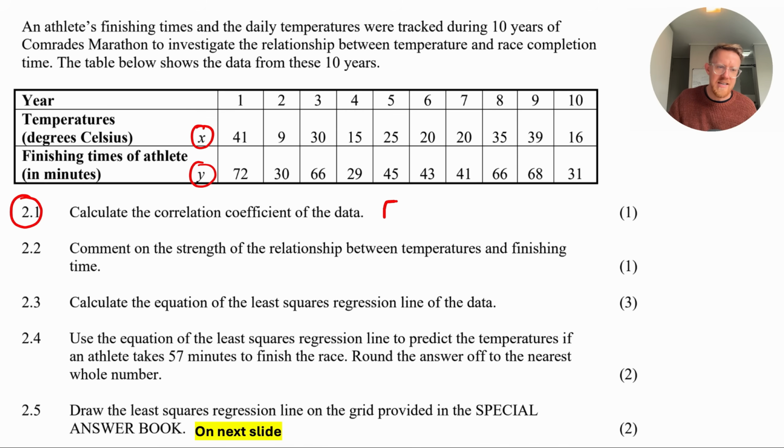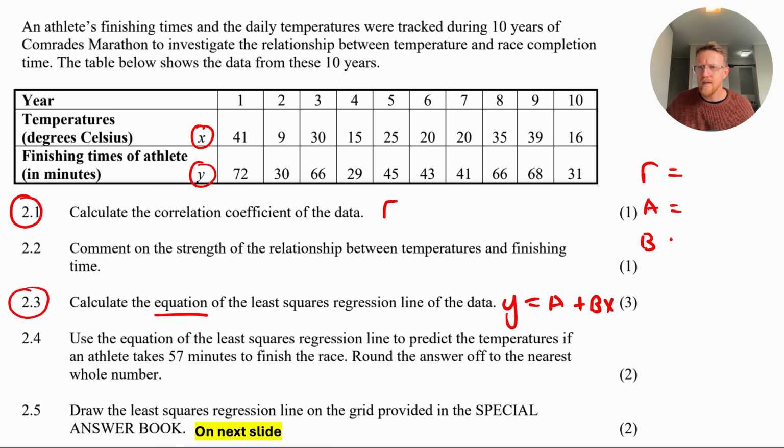Because later in this question, at 2.3, they want the equation. And that equation is the A plus BX. So we're going to have to get A and B eventually. So let's just go get all three while we're here. And so to get R, press the button that it shows on your calculator, press equals, and you get 0.96.